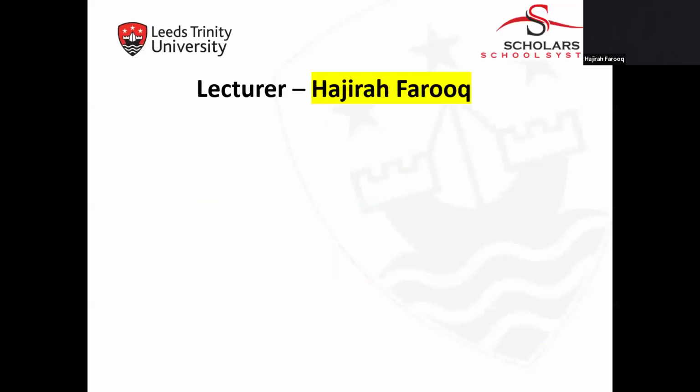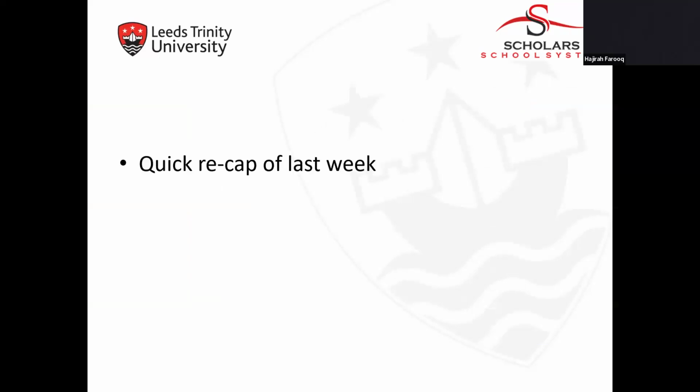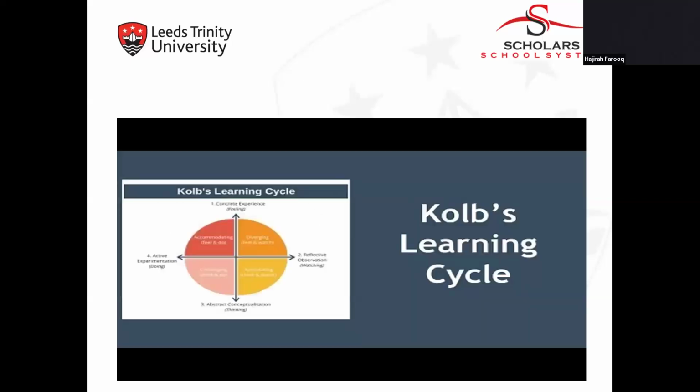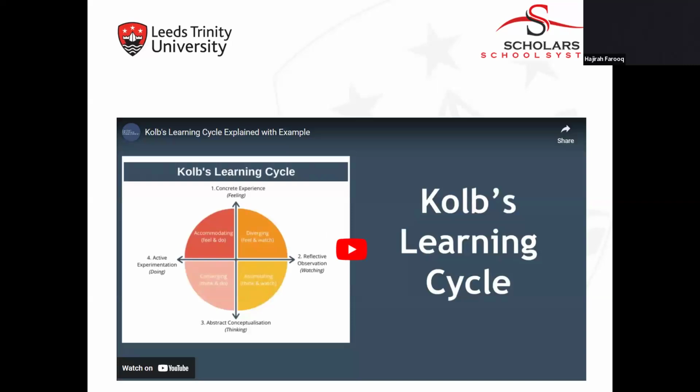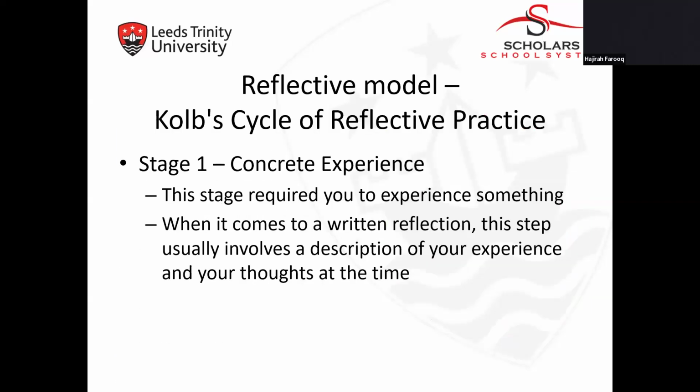Okay, so starting off with week 4, the learning outcomes are assignment overview and the review of project management. We started off with a quick recap of the last week, where we discussed the Gibbs reflective cycle again. And then we also discussed another reflective cycle model that is called Kolb's learning cycle.